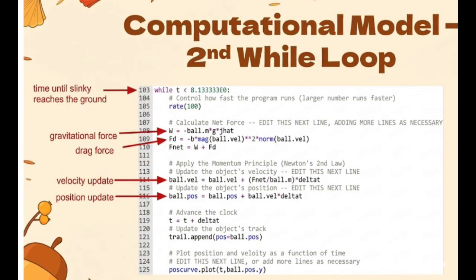In the second loop, from 5.53 seconds to 8.13 seconds, the top has hit the bottom. The tension is now gone. The net force is now gravity plus the downward resisting drag force. I update the velocity and position at each 0.01 second time step to track its acceleration to the floor.